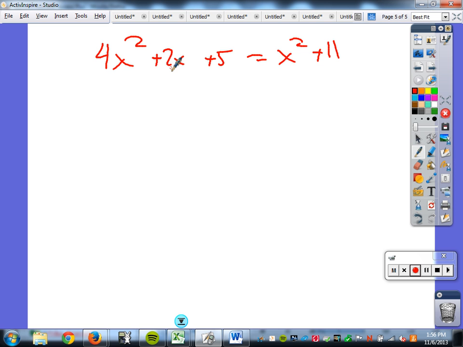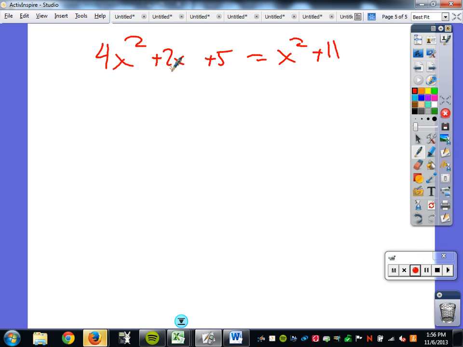So, what's different about this one than the previous one we just had? We don't have it set equal to 0, do we? Can we make it easily set equal to 0? Get everything on one side. Now, me personally, ladies and gentlemen, I like my a value positive. So what's my a value?